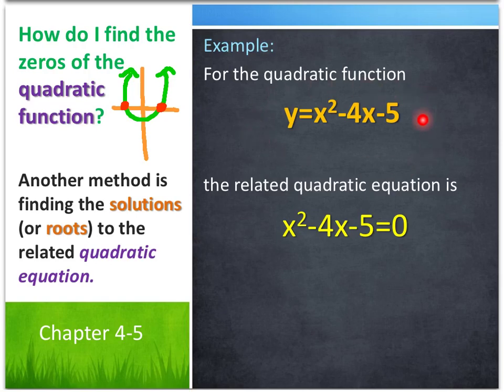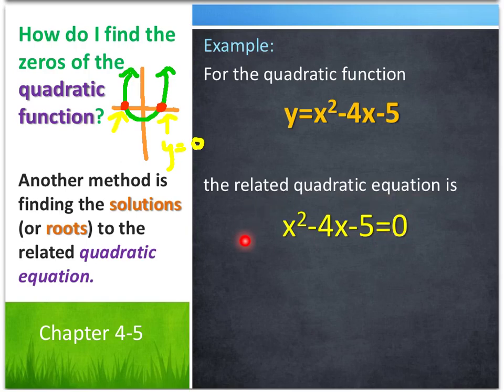So here's a function. It's y equals, and then it's in terms of x over here. So that's a function, right? Well, the related quadratic equation is when I replace this y with a 0, and now I can solve for x. Now, why do I replace y with 0? Well, if you look over here at this parabola, these values are the zeros, right? Well, what is the value of y there? Well, y is also 0 at those points, okay? So I'm allowed to replace y with 0 here to solve.